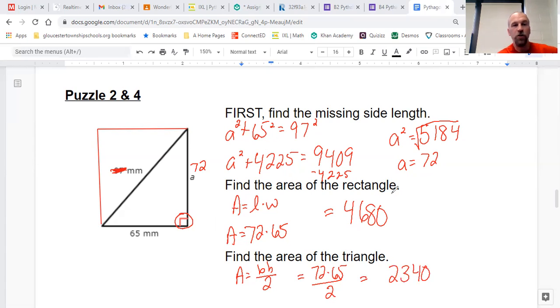2,340. Once you have found the two legs, those are the measurements you're going to use to find area, whether it's a rectangle or a triangle. The hypotenuse has nothing to do with the area formulas. I just need the hypotenuse to be able to find that leg measurement. All right, so that's puzzles 2 and 4.